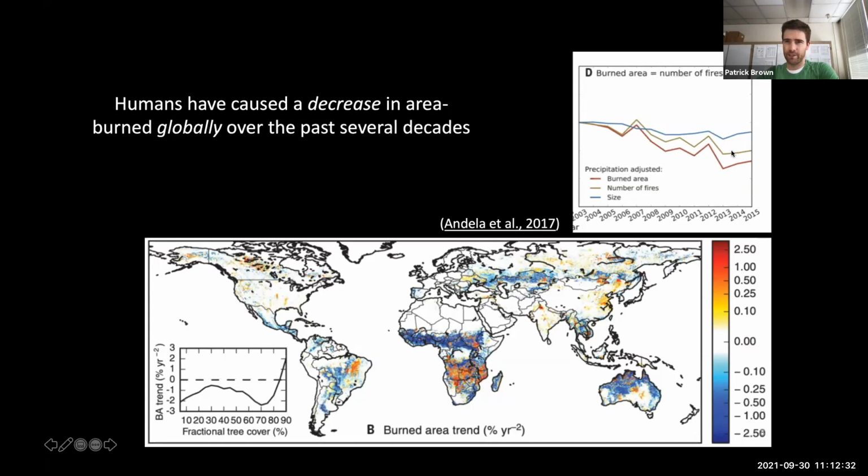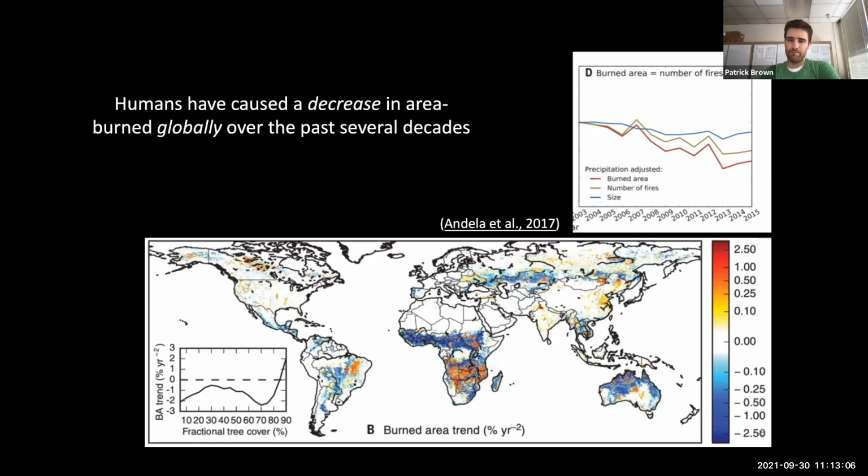And so this is a time series from 2003. This was a paper that came out in 2017 or so, so it only goes up to 2015. But for example, this red line is area burned globally, and it starts at 1. Sorry, I cut that off. But the point is, it's going down. And then this is a map of where the trends are up versus down. Upward trends are red and downward trends are blue. And so we see a lot of blue globally.